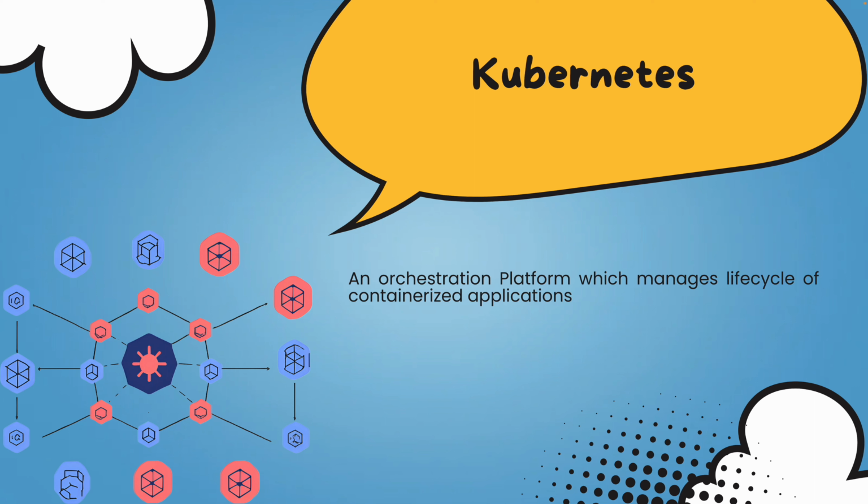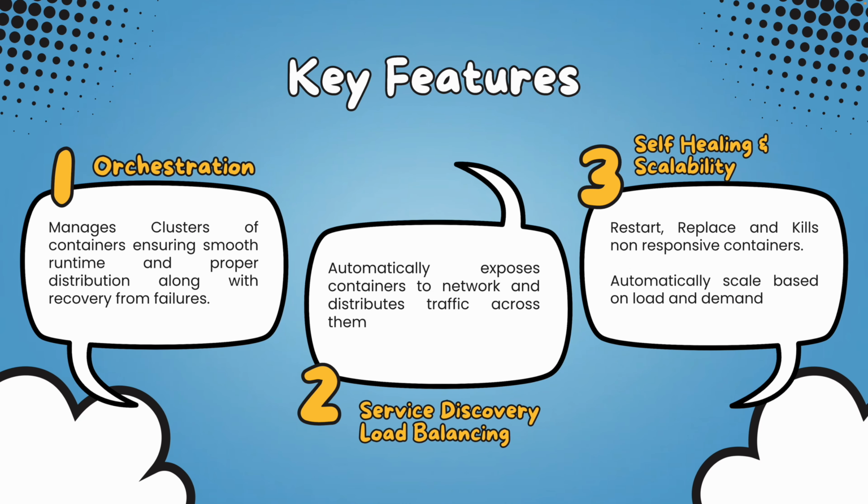Now let's quickly understand what Kubernetes is, followed by pods. Kubernetes is generally termed as K8s, which comes from the characters between the K and the s in Kubernetes. It's an open source orchestration platform which manages the deployment, scaling, replication, and self-healing of containerized applications. It manages the whole life cycle of containerized applications automatically. Quickly, the key features: it manages clusters of containers and ensures that they are properly distributed, have efficient resource utilization, can run smoothly, and can recover from failures. That's why there comes self-healing and scalability.